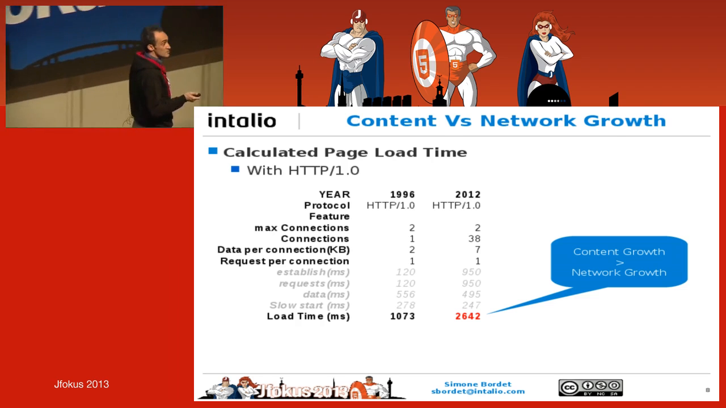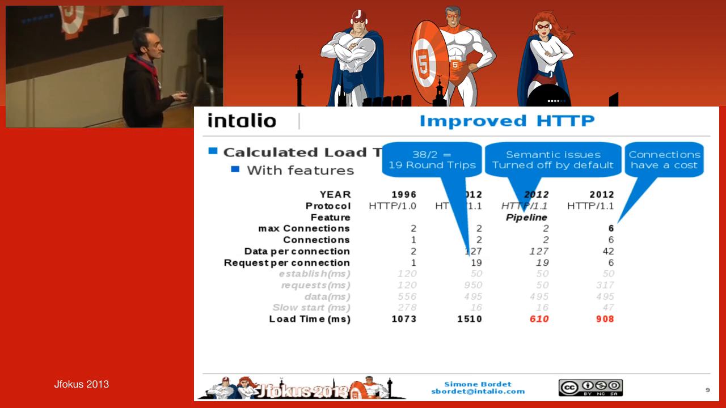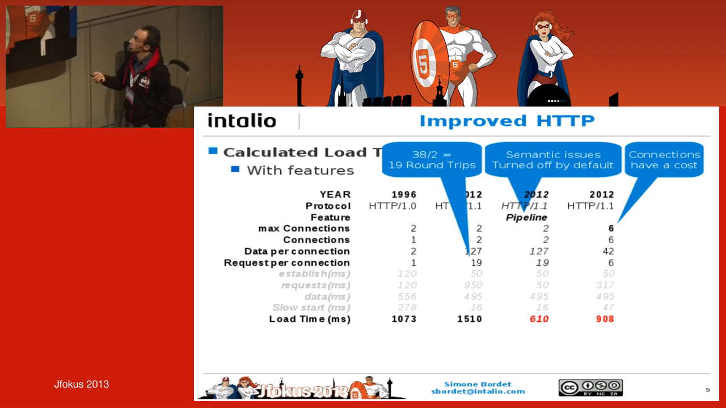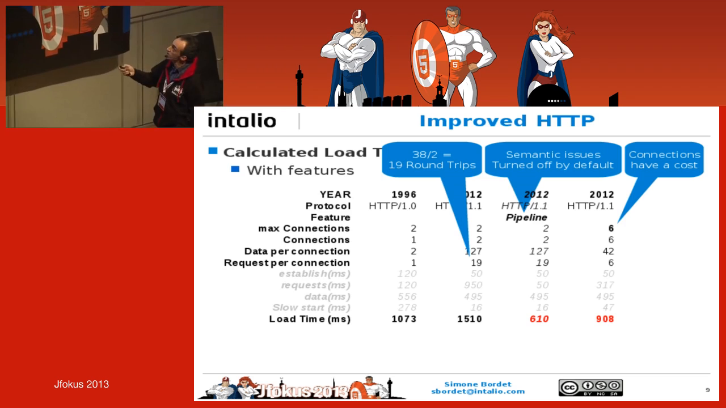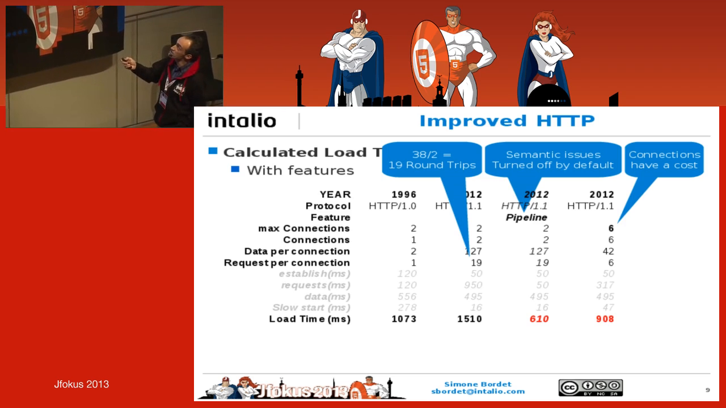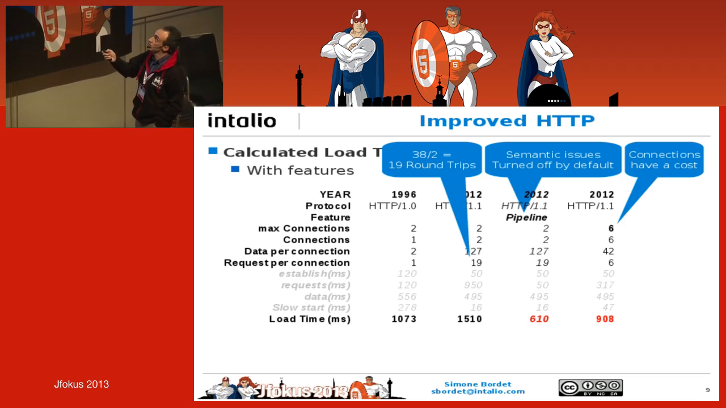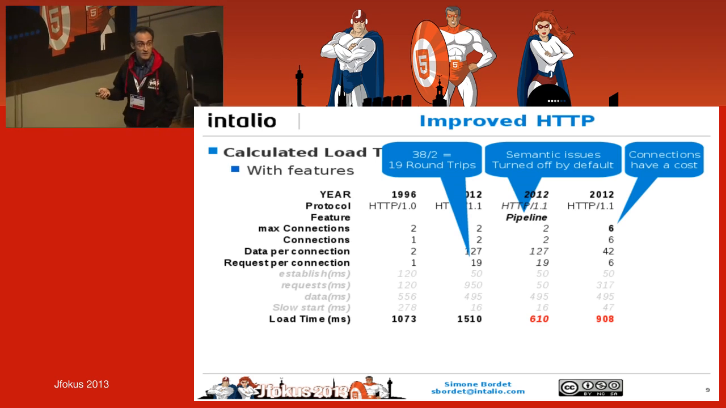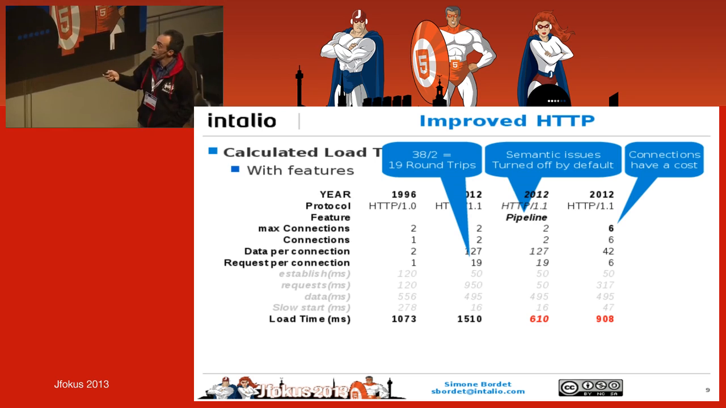So let's crunch more numbers and say, okay, but we're not anymore using HTTP 1.0. We're using HTTP 1.1. So what we did was, this one is the previous column, say, okay, what if we use now HTTP 1.1 to load the 2012 page? Well, we could do it in 1.5 seconds. It's worse than what we had in 96.